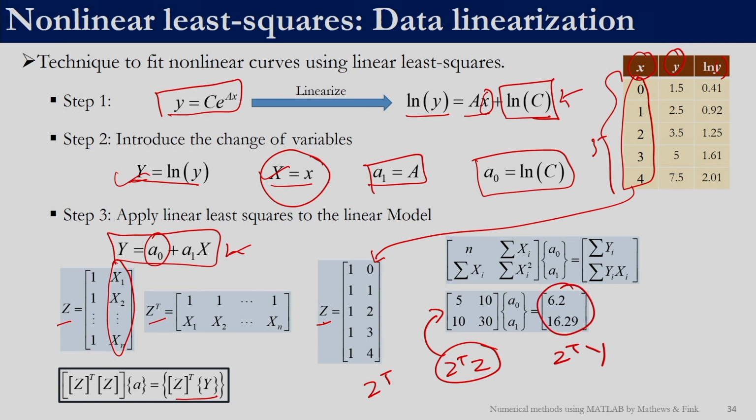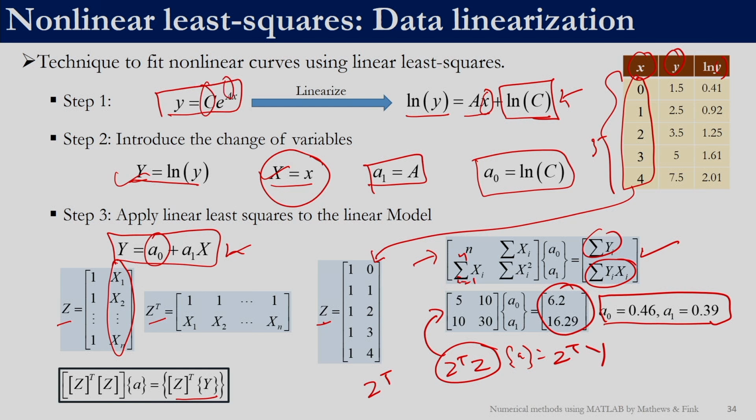So, z transpose z in this case would be this, and z transpose y would be 6.2 and 16.29, right. Or we could have employed this one, n, sigma x, sigma xi square, i varying from 1 to n, sigma yi xi. So, either we can use z transpose z into A is equal to z transpose y, or we could have used this. In both cases we will get the same coefficient matrix and right hand side vector, right. If we solve that, we will get a naught is equal to 0.46 and a1 is equal to 0.39. Remember, what we are interested in is this c and this uppercase A, right.